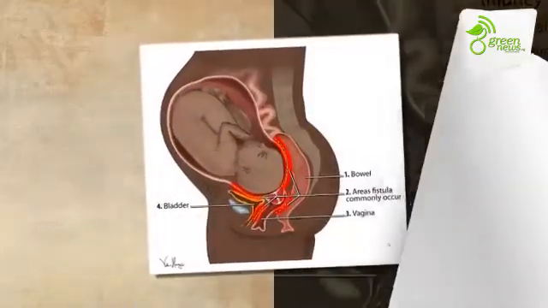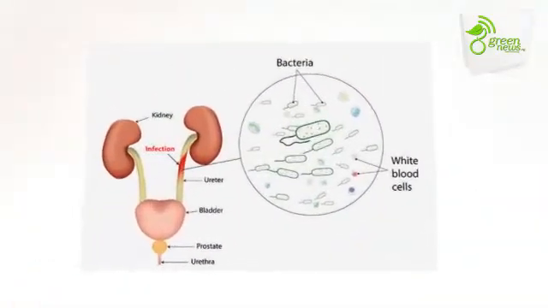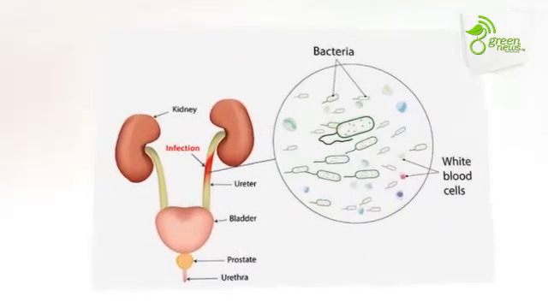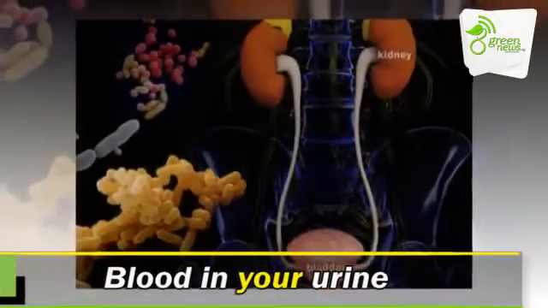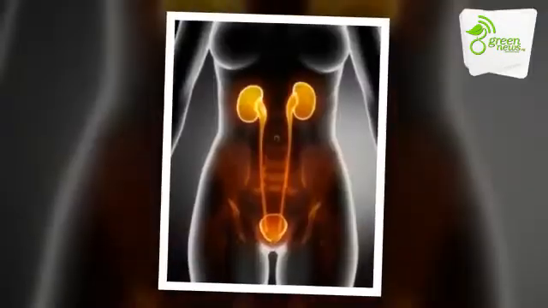So I've talked about pain and burning sensation while urinating. I've talked about lower abdominal pain. I've talked about frequency, having to go to the toilet a lot. Then another thing you might notice is if there is blood in your urine or your urine becomes cloudy or foul smelling, this might be a sign that you have an infection in your urine.